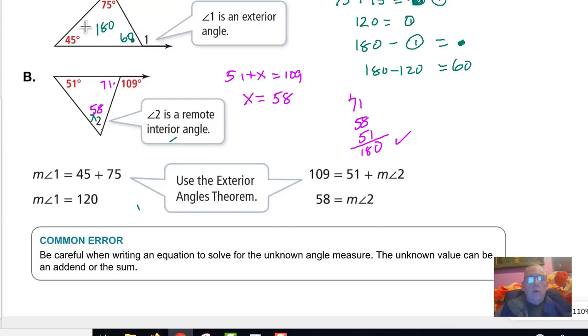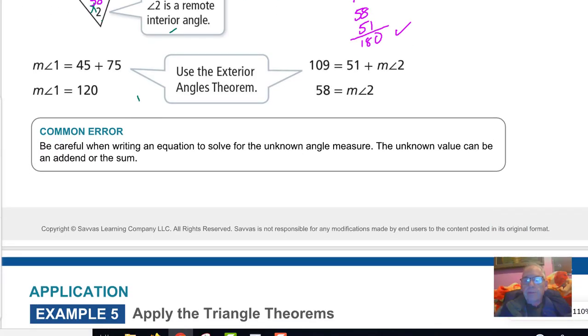If you know the two inside angles but you don't know the exterior angle, you add the two remote interior angles, and that's going to be what the exterior angle has to equal. And if you need to, you can find out the adjacent one, because they are a linear pair and have to add to 180. Let's move on.